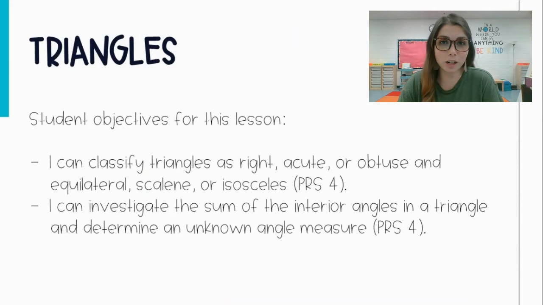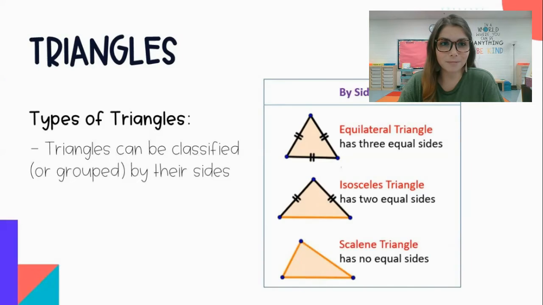Today we're talking about triangles. By the end of this lesson, you should be able to classify triangles as right, acute, or obtuse, and equilateral, scalene, or isosceles. You'll be able to investigate the sum of the interior angles of a triangle and determine an unknown angle measurement. So let's talk about some types of triangles.